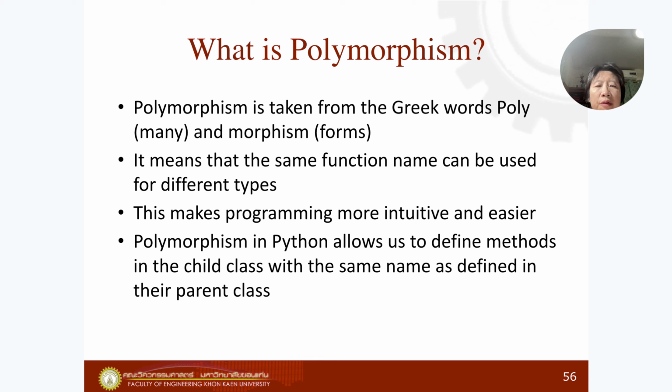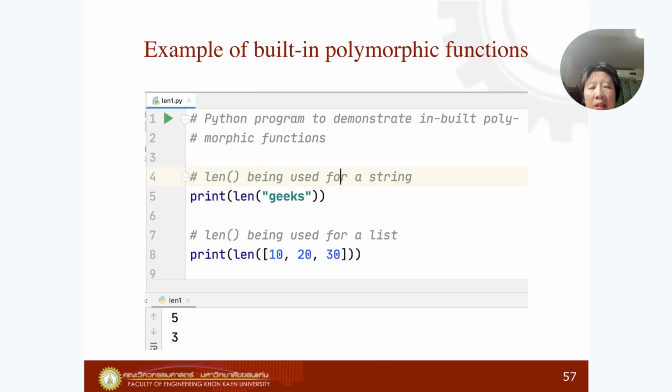Polymorphism is taken from the Greek words. Poly means many and morphism means forms. So it means that the same function name can be used for different types, and this makes programming more intuitive and easier. Polymorphism in Python allows us to define a method in the child class with the same name as defined in their parent class. Okay, we can see the built-in polymorphic function, right?